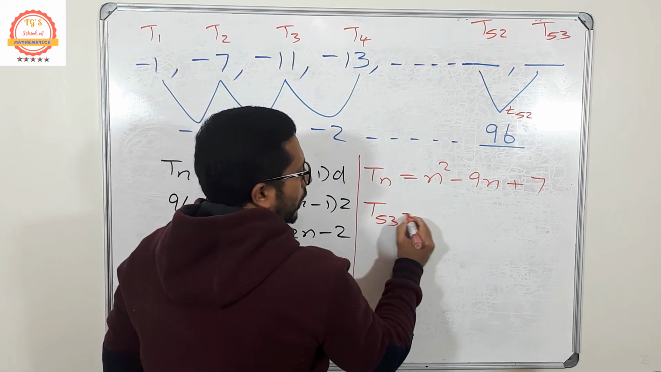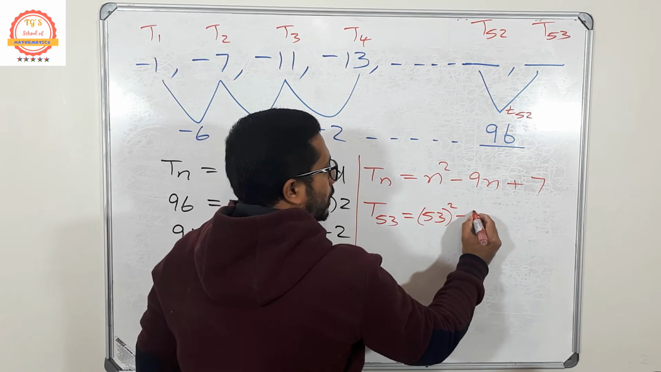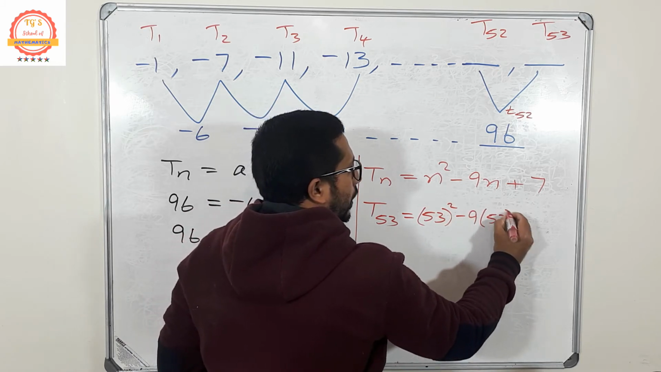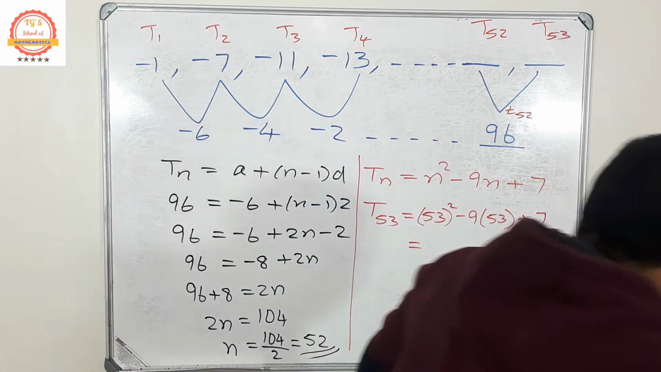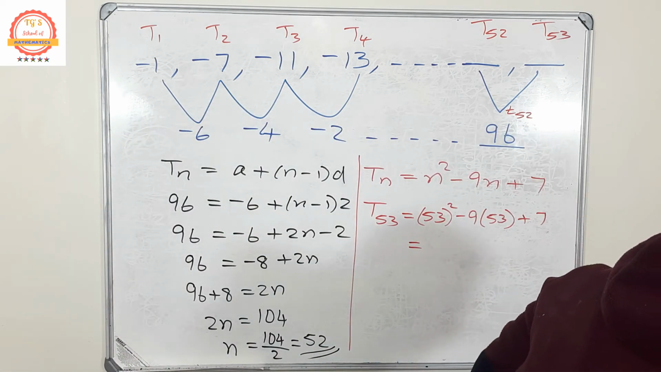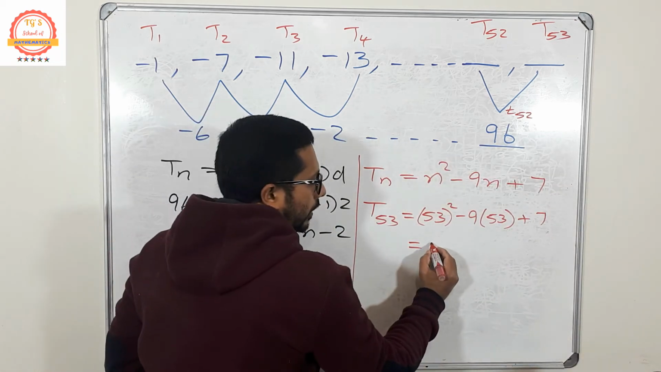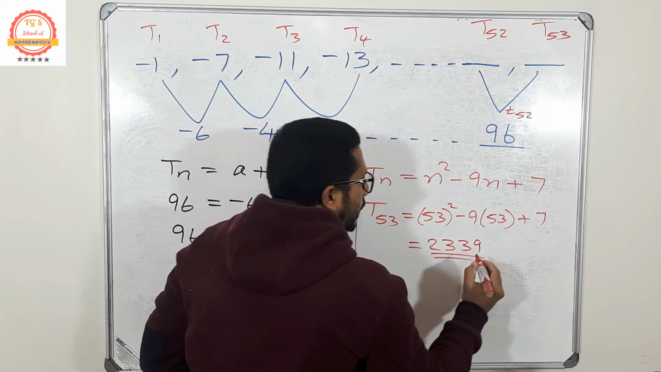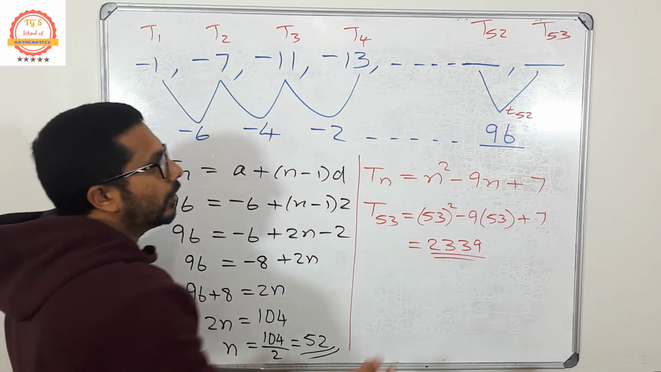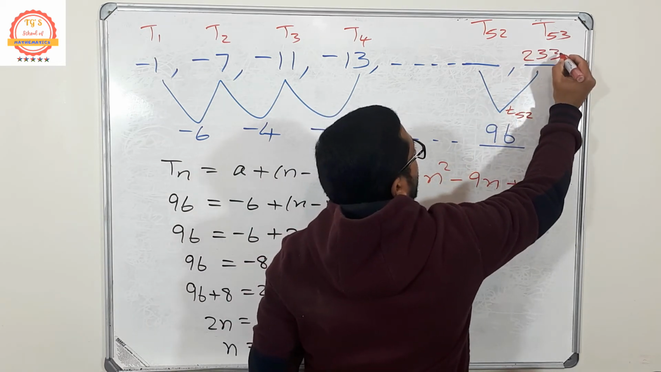Okay, so look at this one. 53 square minus 9 into 53 plus 7. So check in your calculator what is the answer for that one. In your calculator you will get the answer as 2339. So in your calculator you will get 2339. That is the 53rd term. So 2339.